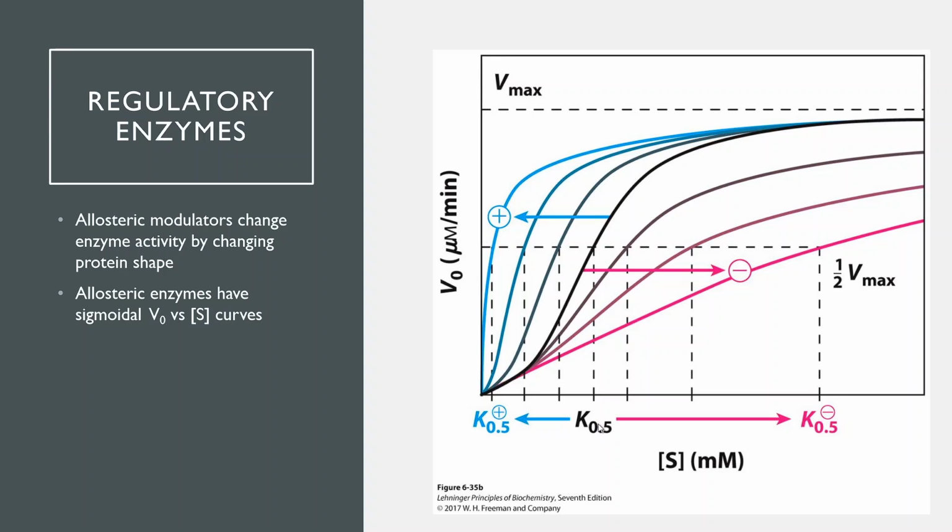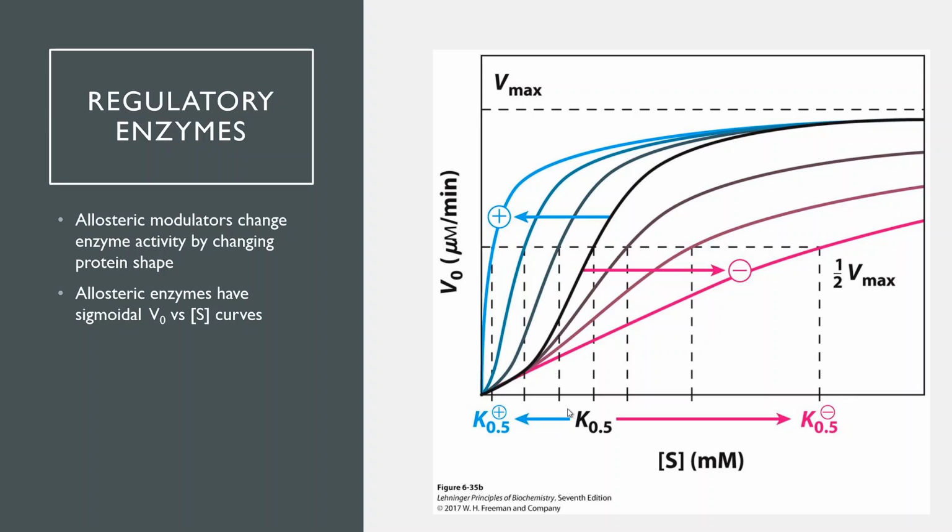Remember, that's the substrate concentration when you're halfway to Vmax. That's what it means by K1/2 here. And looking at the effects of either positive or negative modulators, in this case, the positive modulator reduces the K1/2, and the negative modulator increases it.